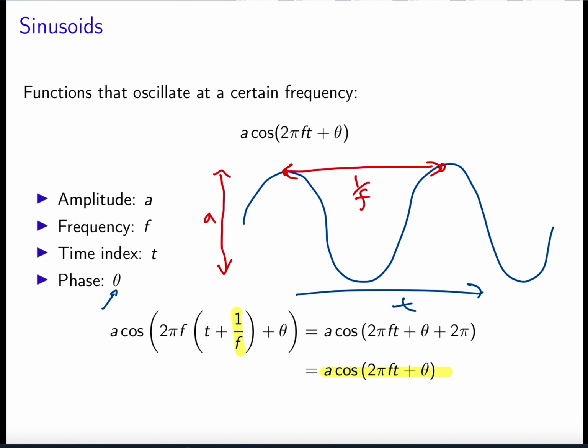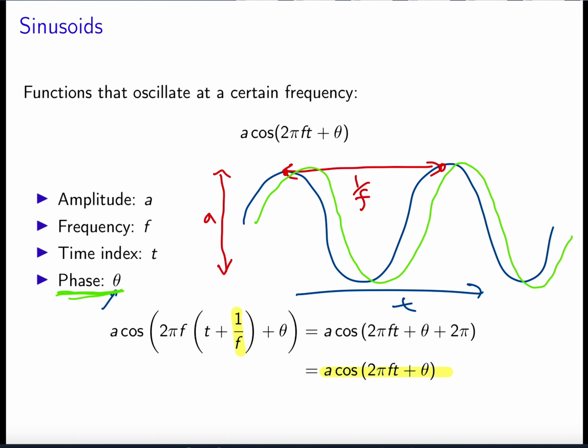It actually does not. When I ask you a question like that, by the way, feel free to stop the video and think about it for a bit. It does not. It doesn't change how fast the function fluctuates. It just shifts the function by some constant amount. Okay, that's the effect of this phase parameter.